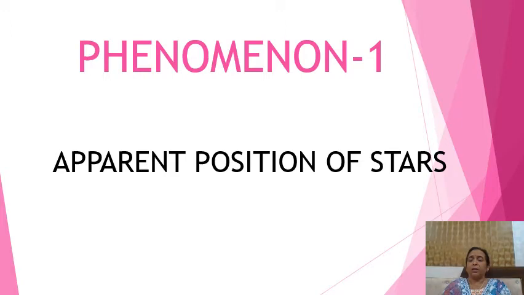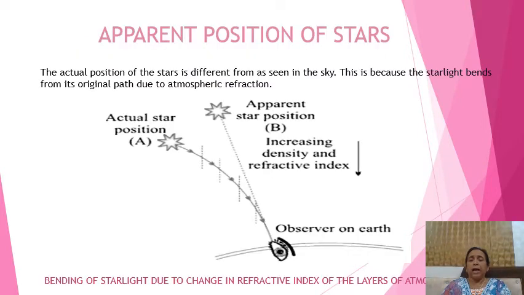The first phenomenon is the apparent position of stars. The actual position of stars is different from what is seen in the sky. This is because the starlight bends from its original path due to atmospheric refraction. Now here, the star present at position A is not seen by us at position A, but at some other position, position B. Why does this happen? Because when the starlight leaves the star and enters the atmosphere, it bends.